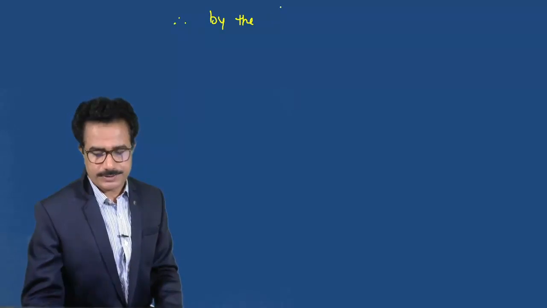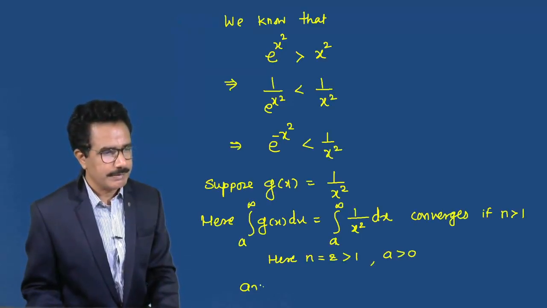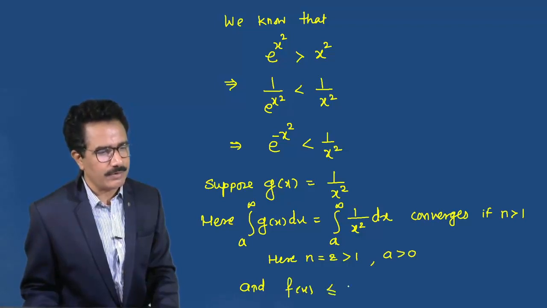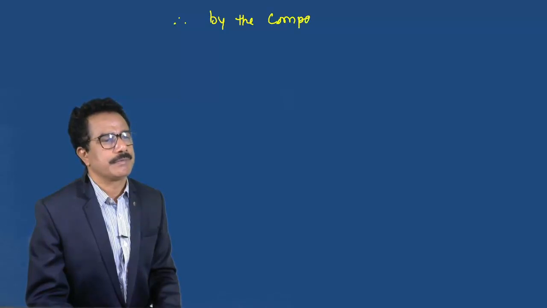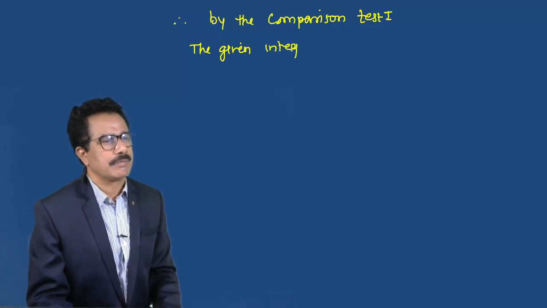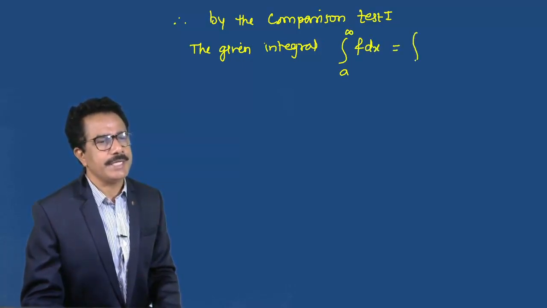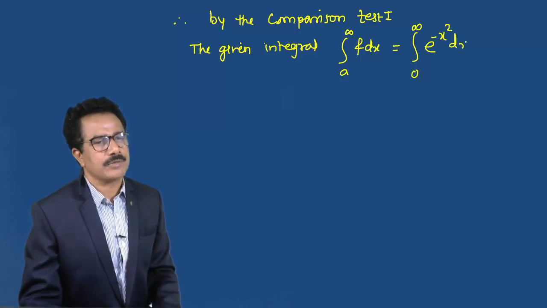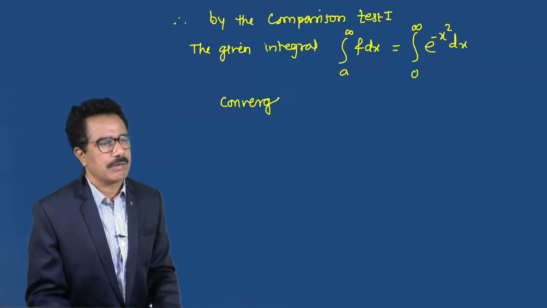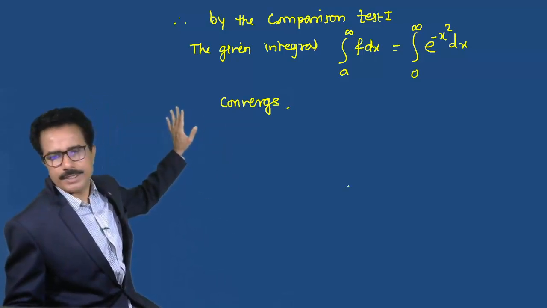by the comparison test first, f of x is less than or equal to g of x, then by the comparison test first, the given integral from a to infinity of f dx, which is the integral from 0 to infinity of e raised to minus x square dx, converges, and hence we can prove this theorem.